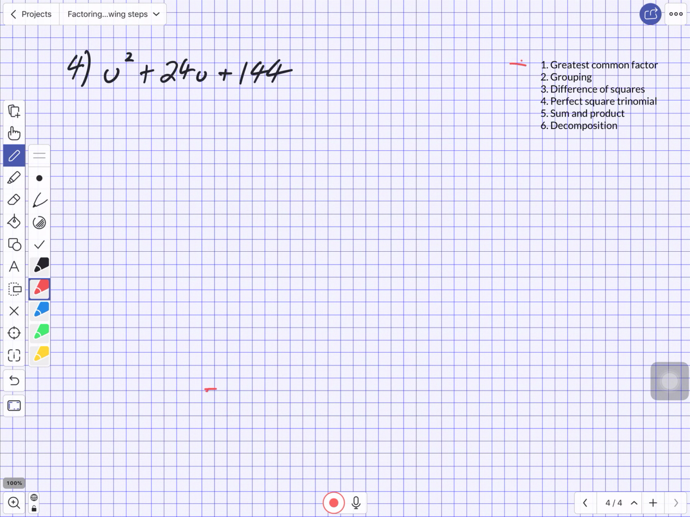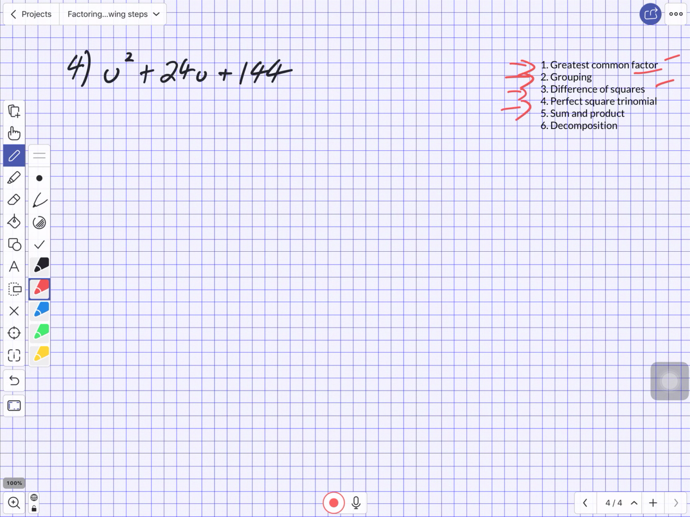Greatest common factor. Do you see anything? No, no greatest common factor. Factor by grouping. If I split them, I'm left with one value out. It's not very helpful to us, so that's not going to help. Difference of squares. It's not two terms, so we've checked off all of those.